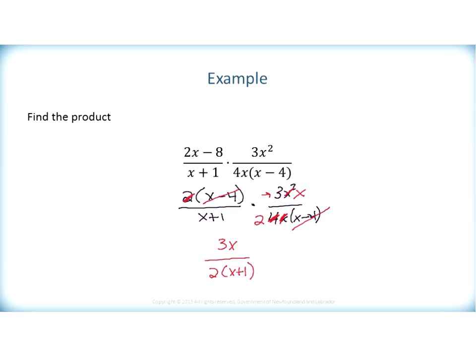So our non-permissible values will involve anything that has been in the denominator. In this case, x cannot equal -1. Here, x cannot equal 0. Right here, x cannot equal 4. And so our NPVs: x cannot equal -1, 0, and 4.